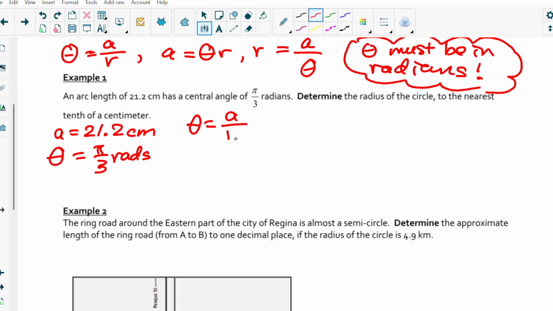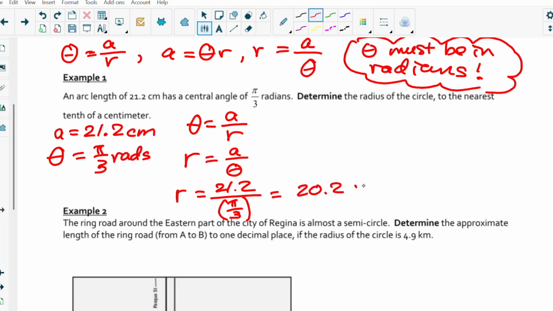Theta equals a over r. We need the radius of the circle, so that's radius equals a over central angle, 21.2 over radian measure of pi over 3, and it says to the nearest tenth of a centimeter, that is 20.2 centimeters. Okay, so that's my radius.